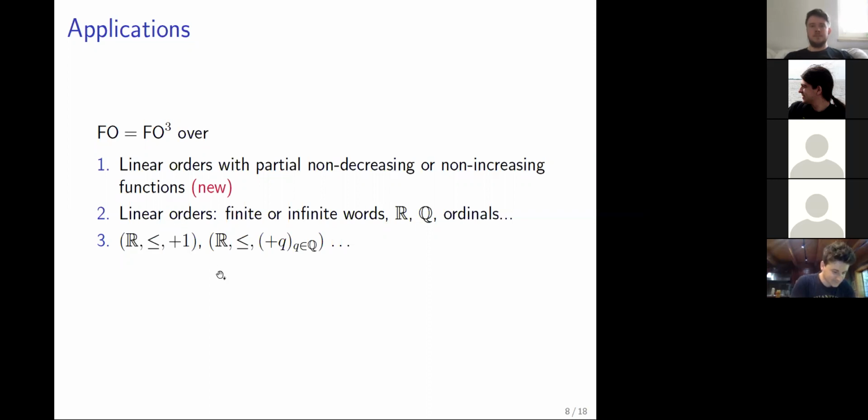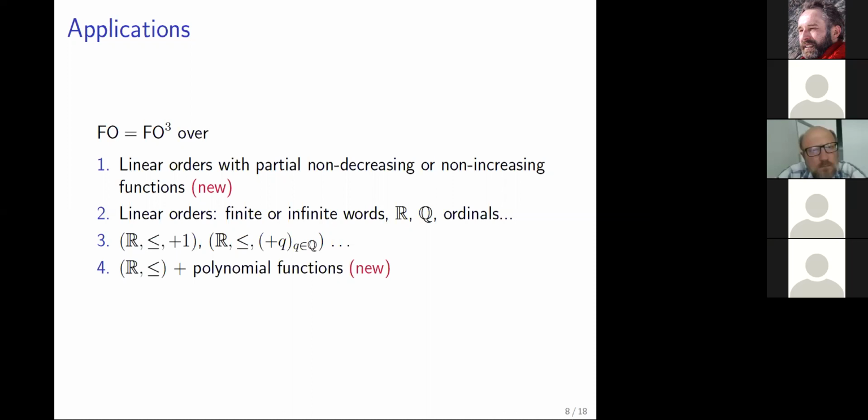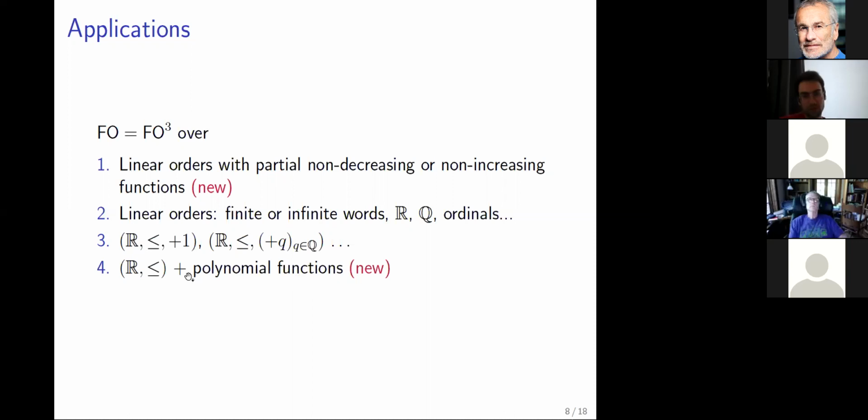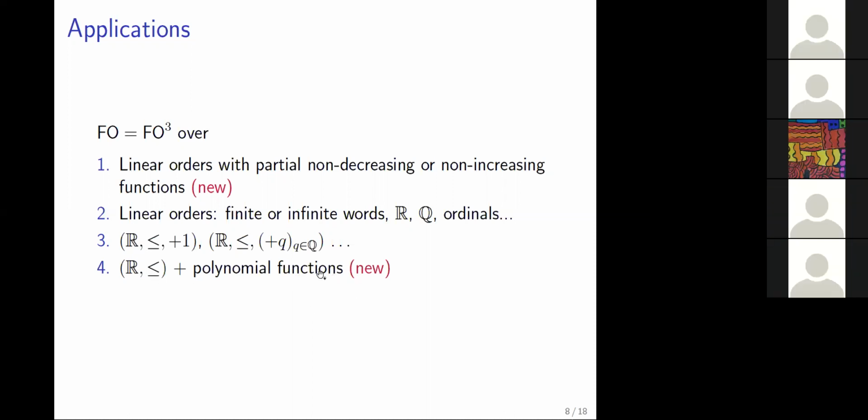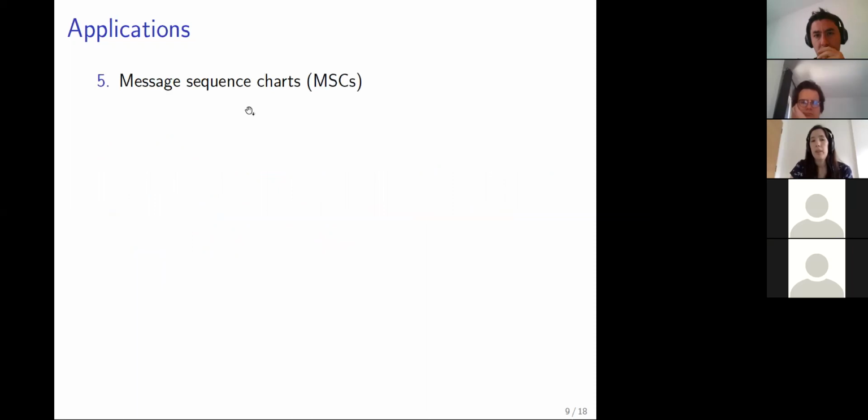So +1 is obviously monotone, so this is fine. Then there are some indirect applications. For instance, if we have still the real numbers, but now we add polynomial functions as relations. A polynomial function is not monotone, but it can be divided into a bounded number of monotone functions. So we can still apply our result in this case. Right, and then one last example of applications is message sequence charts.